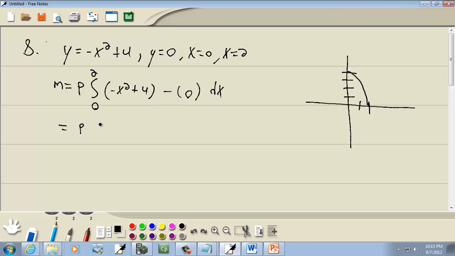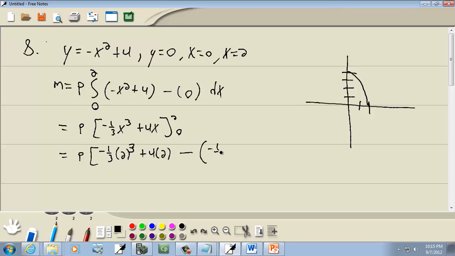Okay, so that's going to give us, add 1 to our power, divide by our new power, so we get negative 1/3 x to the third plus 4x. 0 drops away, of course. Then we'll plug in our values. So plug 2 in: negative 1/3 times 2 to the third, plus 4 times 2, minus. And if I put 0 in, we're going to see those are just going to drop away, so I don't need to worry about those. Let's try it again. Okay, 4 times 0.